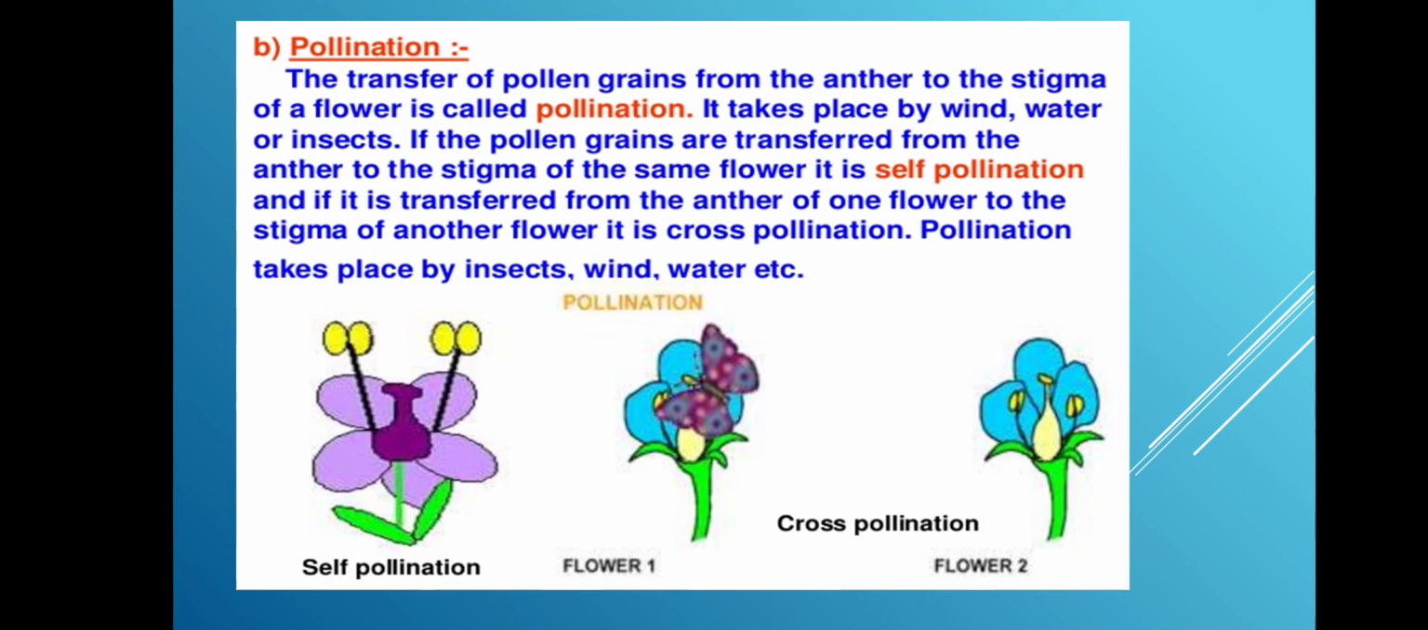So pollination takes place by insects, wind and water. So you can see self-pollination and the cross-pollination picture over here. So you can see the butterfly, the honeybees, the birds which come to suck the nectar. So all these help in pollination. So these are called as the agents.